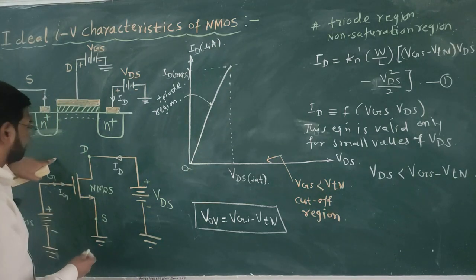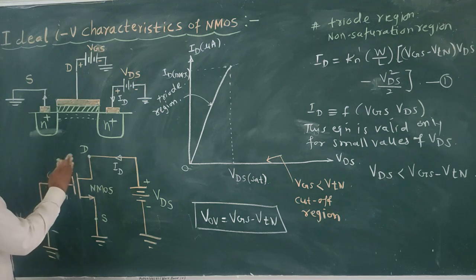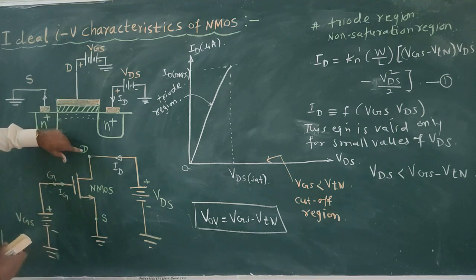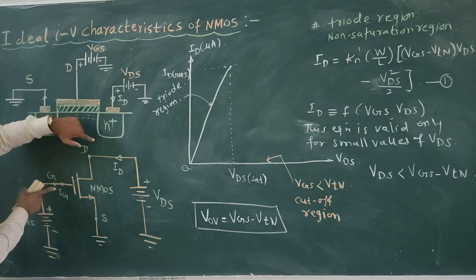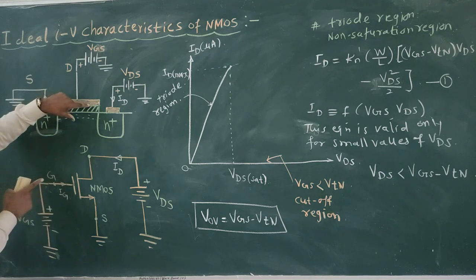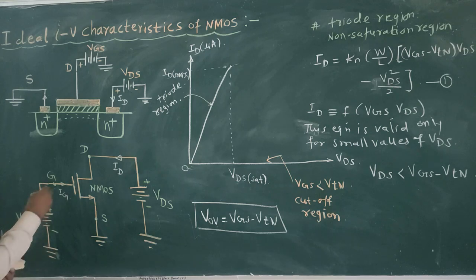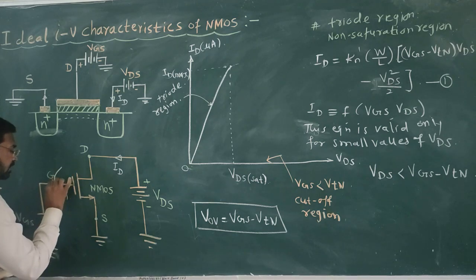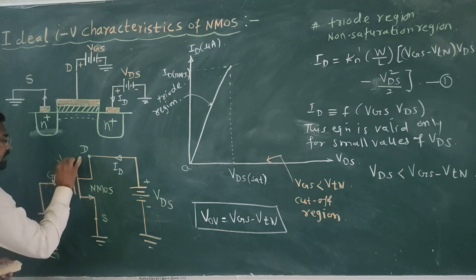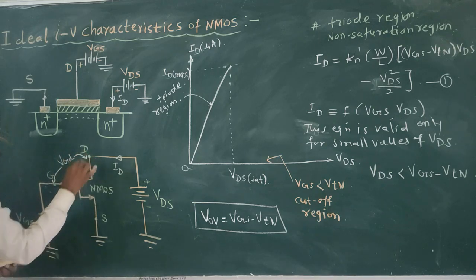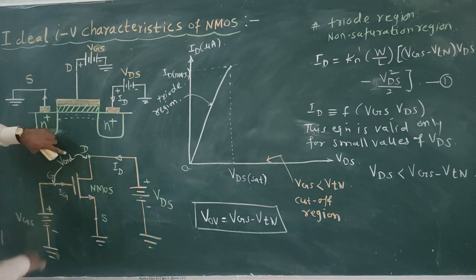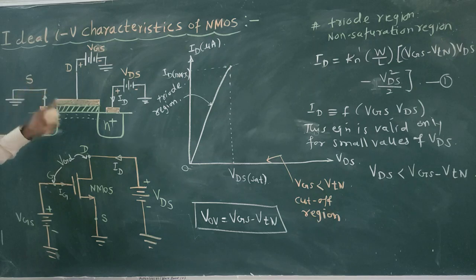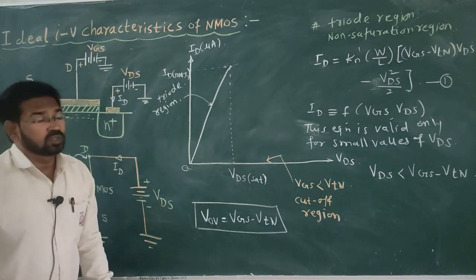And what is the voltage between the drain and gate terminal? There is no power supply, but we can measure the voltage difference between the two points. This voltage is also very important. It plays an important role in the device characteristic. See this voltage, this is VGD, the voltage between gate and drain terminal. So, this voltage also must be maintained if you want to keep this transistor in the non-saturation region.